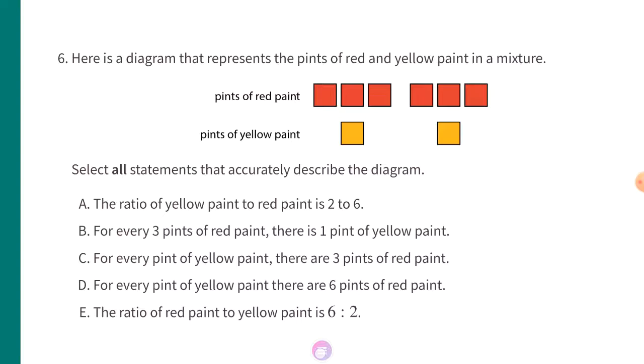I would cover up this whole side and just focus on right there. For every 3 red, is there 1 yellow? Yes. True. So A and B should be circled. C, for every pint of yellow, which means 1, for every 1 yellow, there are 3 red. Yes. D, for every pint of yellow, there are 6 red. No. E, the ratio of red to yellow is 6 to 2. Yes, that one is also true.